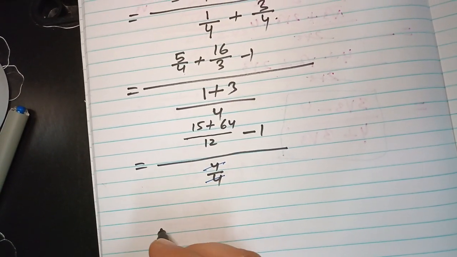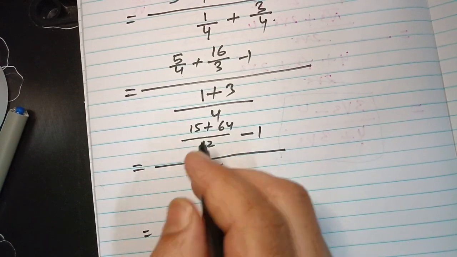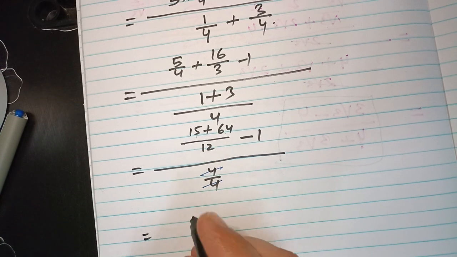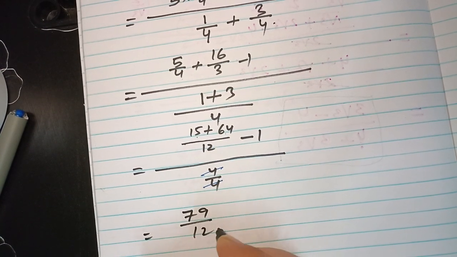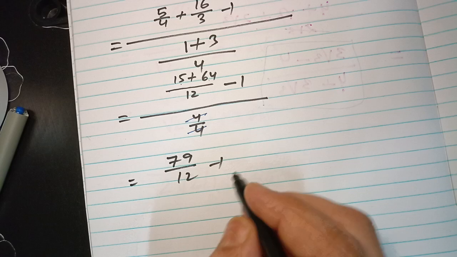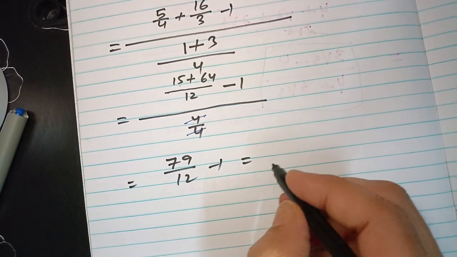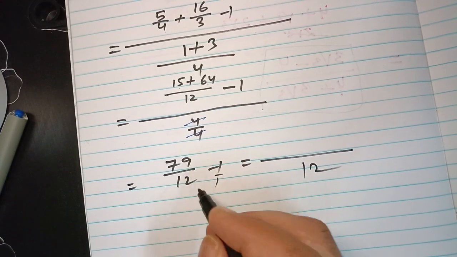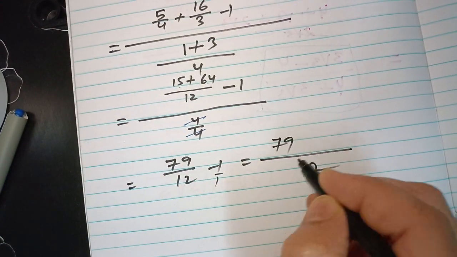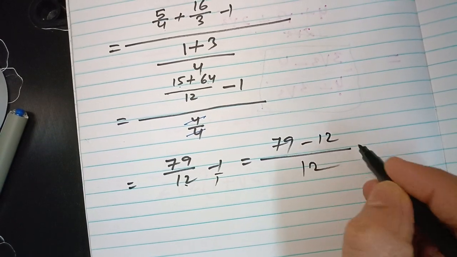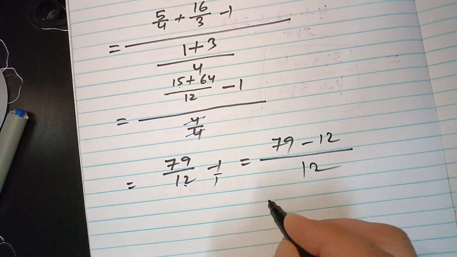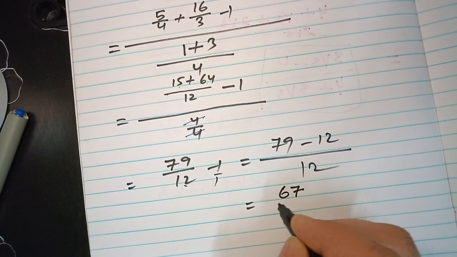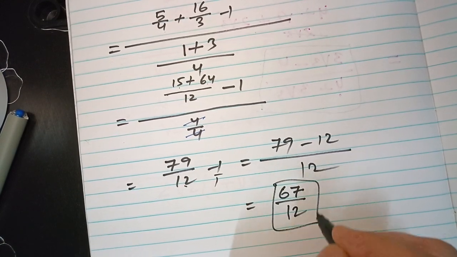So in the next step, let us just sum these two numbers. 15 plus 64 is 79. 79 by 12 minus 1. If I take the LCM now, there will be 1 and this will be 79. 12 ones are 12. If you subtract 12 from 79, you will get 67 by 12. This is your answer.